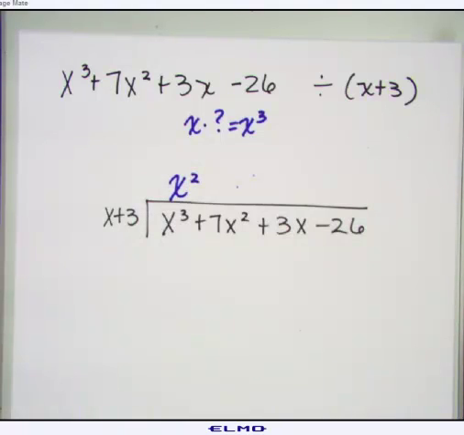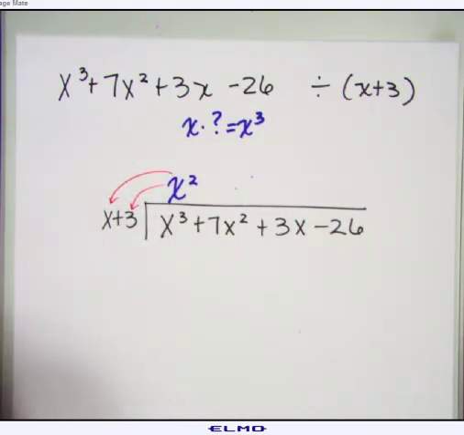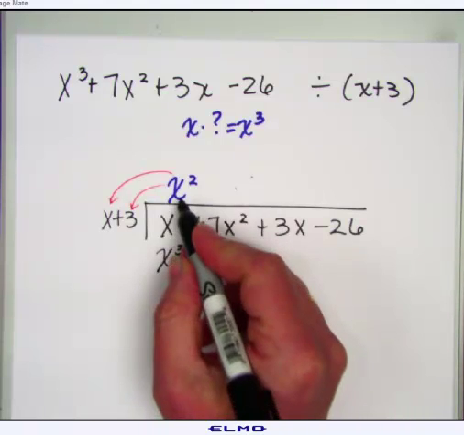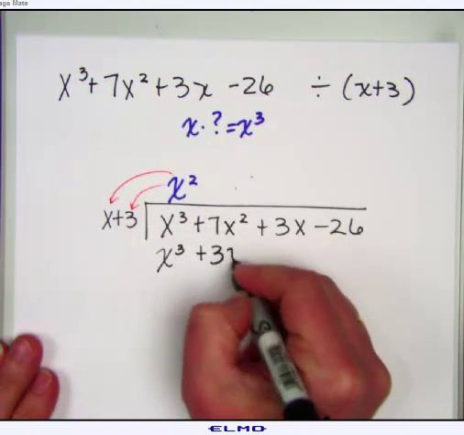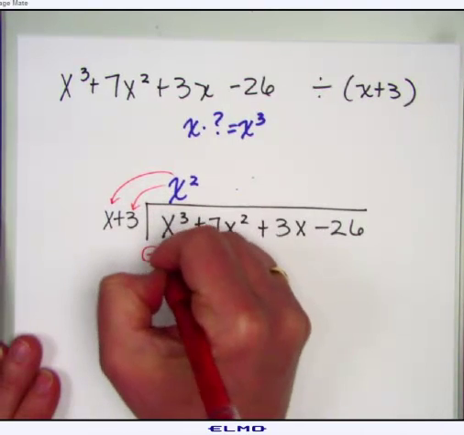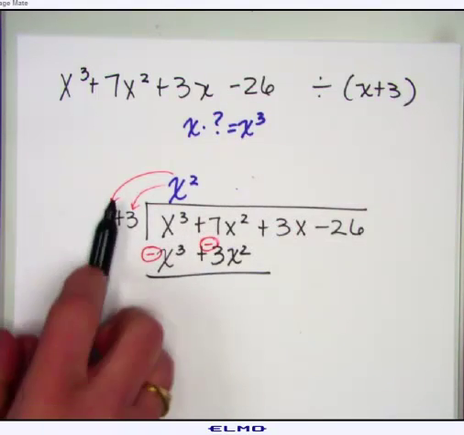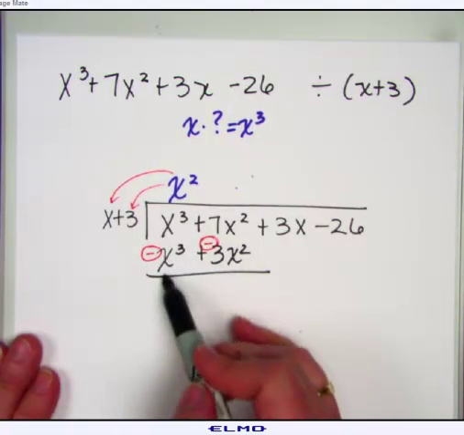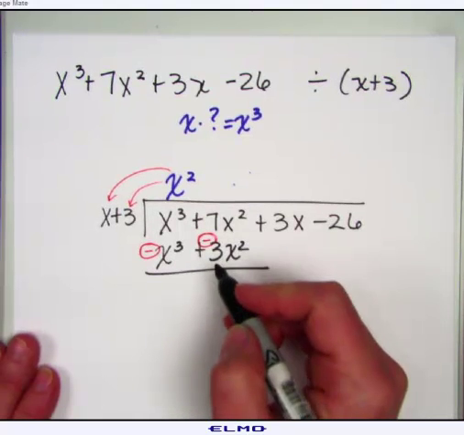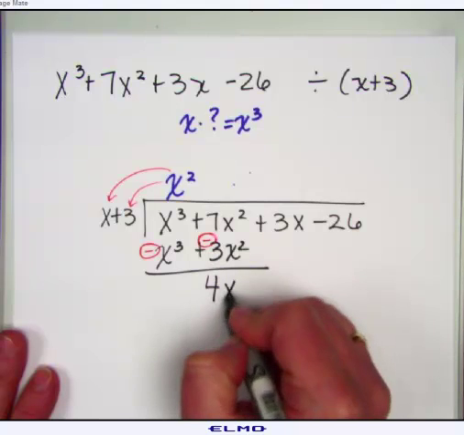And now remember, I take that x squared and I multiply both terms by the x squared. Okay, so x squared times x gives me x cubed. X squared times 3 gives me a 3x squared. But remember, we're subtracting here, so the sign on both of these changes. So I'm going to change my signs. In other words, I end up with x cubed minus x cubed, that's 0, and 7x squared minus 3x squared, and that's going to give me a 4x squared.